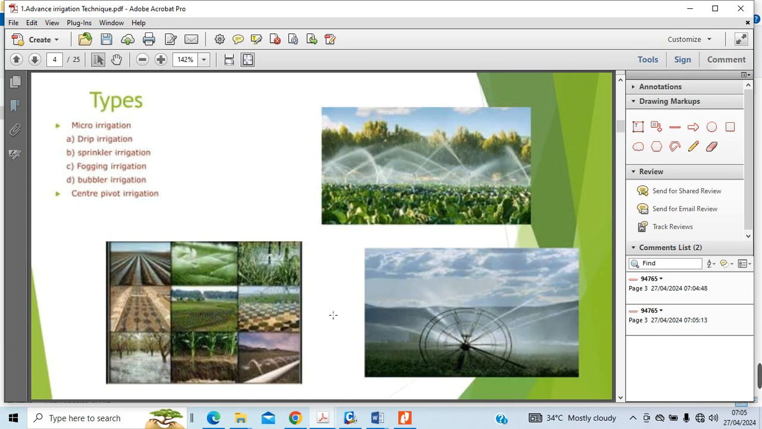These are some types. In the previous class also we saw some types: micro irrigation, drip irrigation, sprinkler irrigation, forking irrigation, bubbler irrigation, center pivot irrigation.